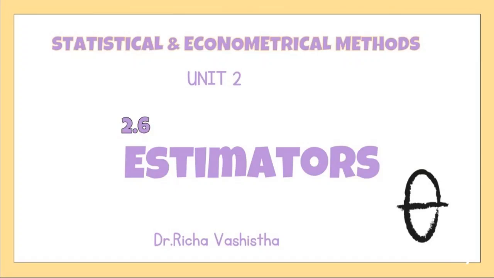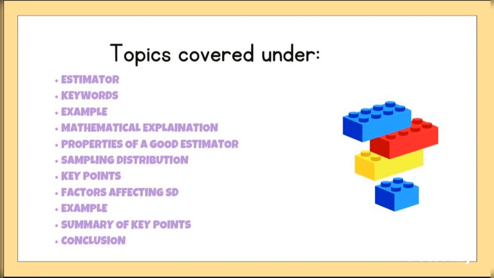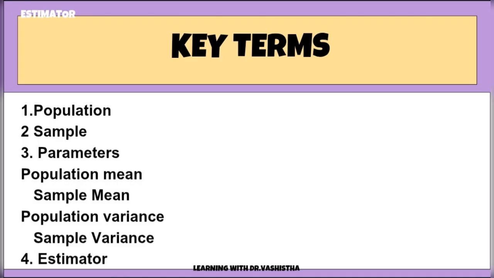So we'll be starting with this topic, which is estimators today, which is the sixth topic in the second unit under the statistical and econometrical methods series. And here is the flow through which we'll be studying the topic. A few key terms which we'll be seeing a lot in the chapter.